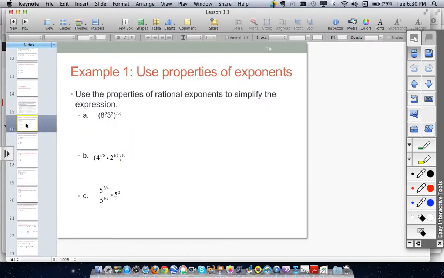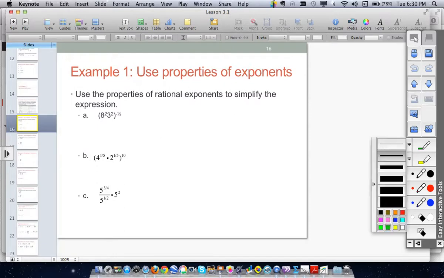All right, so how are we going to use these properties? So we have a couple of examples here. Now I might show you some different tricks than what the textbook shows you, but again, taking a look at the textbook, taking a look at these lessons, you decide what works best for you. So we're going to come over here, use the pen.